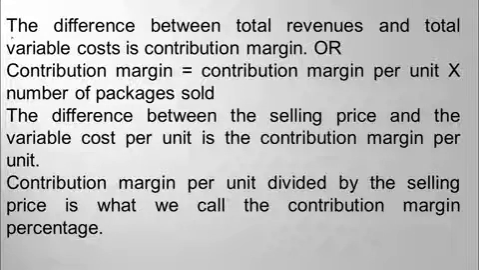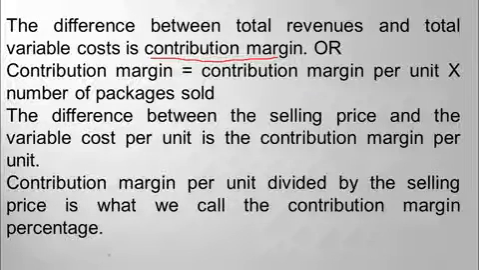As we know, as per the statement of marginal cost, the contribution is the difference between the sales minus the variable cost. So here contribution is equal to contribution per unit multiplied by the number of packages sold. The difference between the selling price and the variable cost is called contribution per unit. Contribution margin per unit divided by the selling price is what we call the contribution margin percentage, that is called the PV ratio, because the formula for PV ratio is contribution divided by sales multiplied by 100. So we can get the PV ratio.